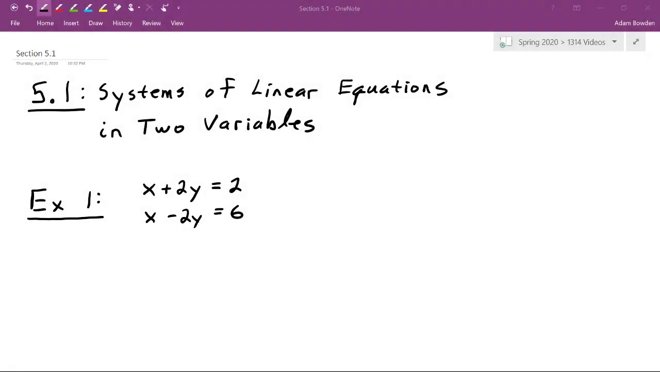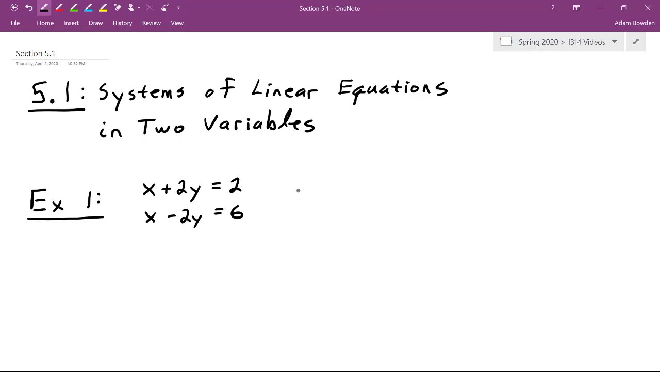Now we're going to start the topic of systems of equations, and in this section we're going to talk about systems of linear equations in two variables. An example of this is given here, showing what a system of linear equations in two variables looks like. Basically we have two equations and two variables. Here we're going to look at x plus 2y equals 2 and x minus 2y equals 6.